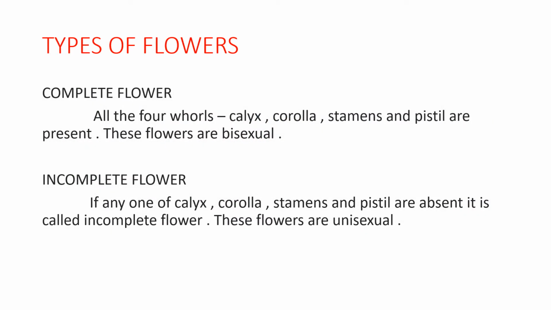Types of flowers. There are two types of flowers. One is complete flower or bisexual flower, and the other one is incomplete flower or unisexual flower. Complete னா என்னது? எல்லாமே இருந்தாதான் complete சொல்லுவோம். If all the four whorls, that is calyx, corolla, androecium and gynoecium, அதாவது stamen, pistil, இது எல்லாமே இருந்ததுனா this is called as complete flower or bisexual flower. Incomplete flower னா என்னது? If any one of this is not there, it is called as incomplete. ஏதாவது ஒண்ணு இல்லனாலும் அது incomplete ஆயிடுது இல்லையா? So this is called as incomplete flower or unisexual.